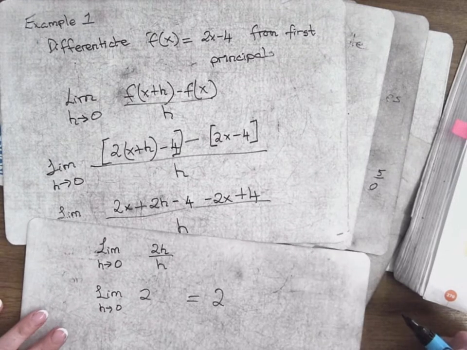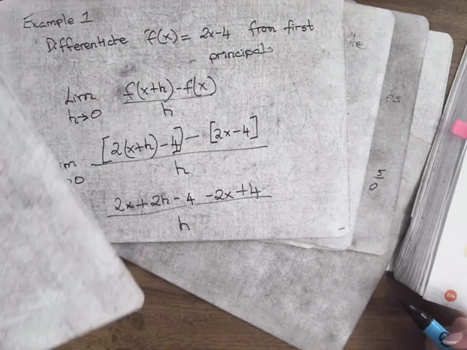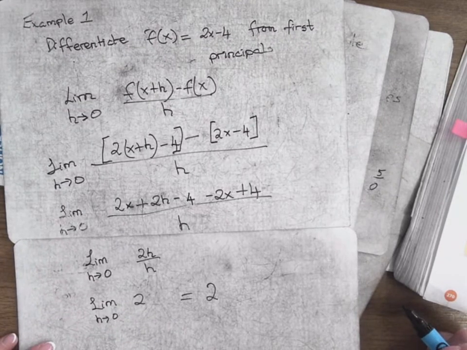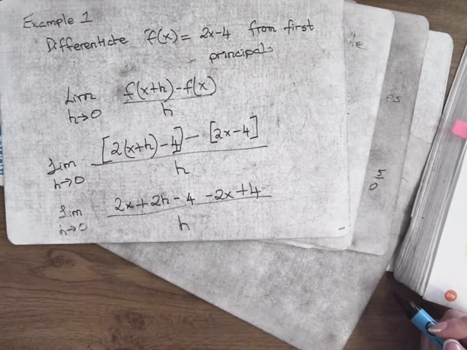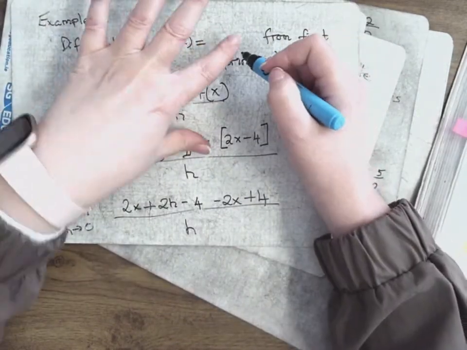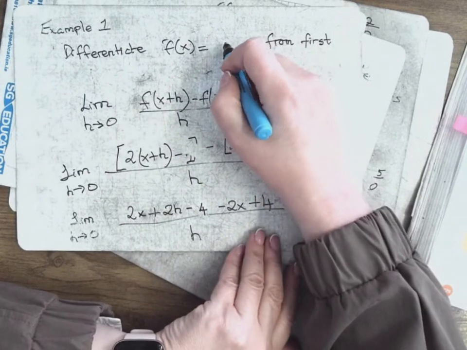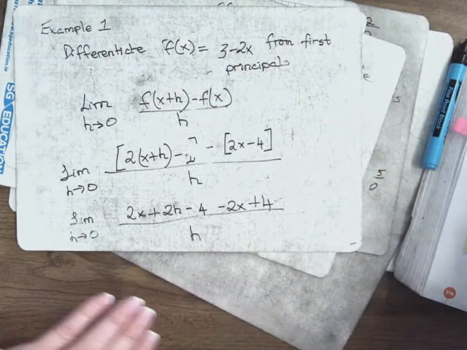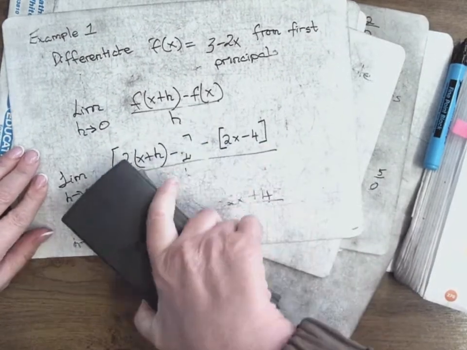Okay. Can I take that away? Is that right, everyone? Right, here we go. I'll do a second one. Differentiate 3 minus 2x from first principles. Right? Okay.